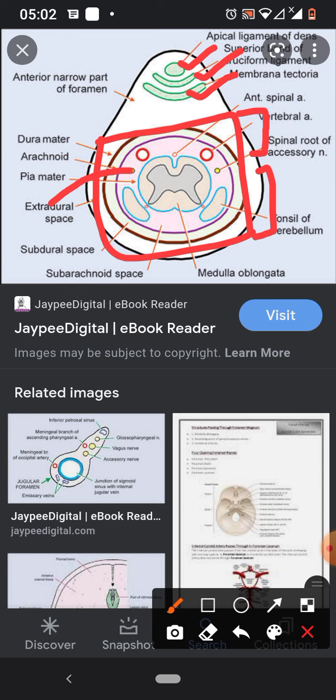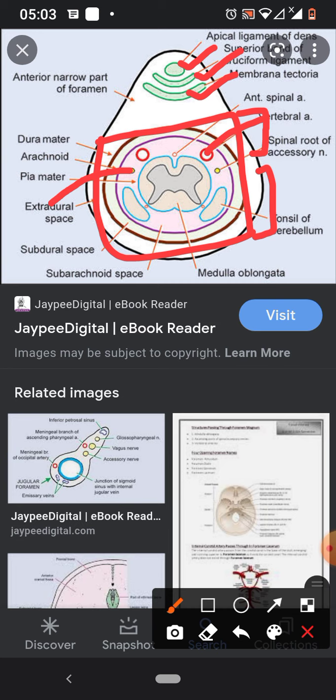The vertebral arteries are basically two. The anterior and the posterior spinal arteries are present over here, and some small arteries, which are the sympathetic plexus around the vertebral arteries, are also present. I have told you about the anterior and the posterior spinal arteries, and you can see the vertebral arteries and the spinal arteries.